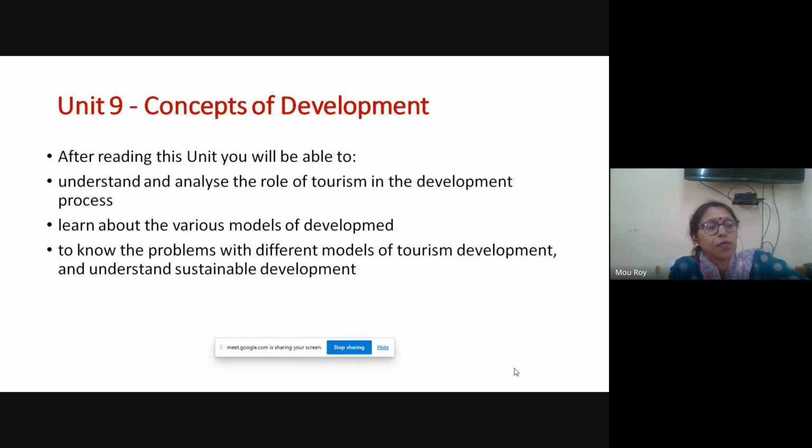Now, concepts of development. After reading this unit, you will be able to understand and analyze the role of tourism in the development process. We have learned about development, and why tourism has a role to play in this development process. You have to learn about the various models of development, know the problems with different models of tourism development, and understand sustainable development.